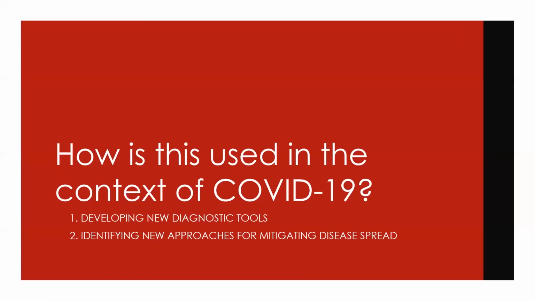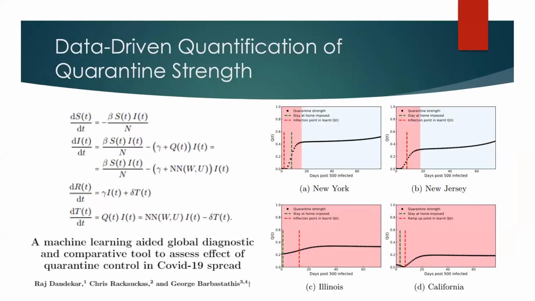So how is this being used within the context of COVID-19? Well, we're using this to be able to do two things. One, develop new diagnostic tools, and secondly, identify new approaches for mitigating disease spread. So one of the things that we've been doing here, in a paper that will be submitted soon, is that we're using it to identify and quantify quarantine strength. So we have one of these SIR models with a pool of people who have the disease but are not showing symptoms.